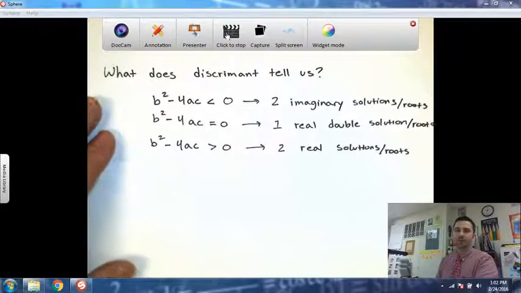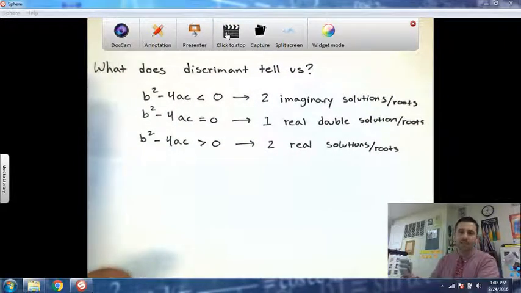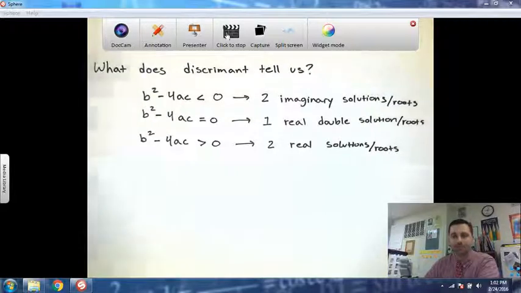The discriminant, when it is less than 0, gives two imaginary solutions. If under the radical is negative, then I have unreal or imaginary solutions. And if it's equal to 0, 0 divided by 2a is just 0, so that gives me just the axis of symmetry as the root, which implies one real double root. And if it's greater than 0, then that simplifies into two real roots. So the discriminant helps us to determine the nature of our roots.